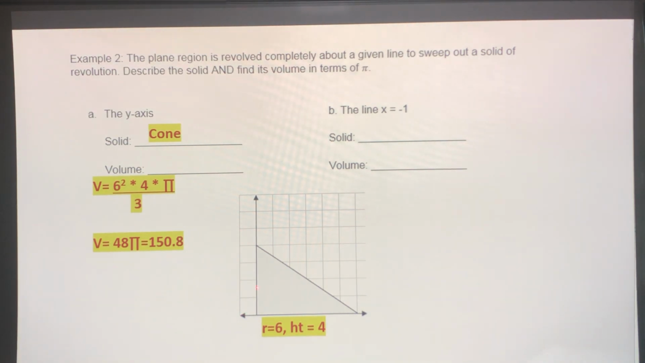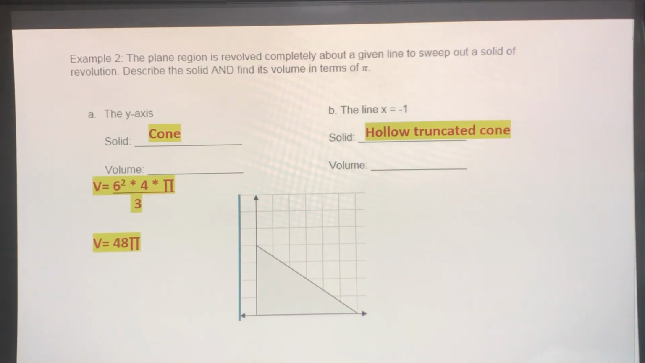Okay, and if we have a space created between the shape and our axis, what is created? If you remember from the previous slide, it's a hollowed out space. So in this case, this would be a hollow truncated cone. And for this particular example, we are not going to do the volume of, but just to talk about how this line here creates a hollow space.